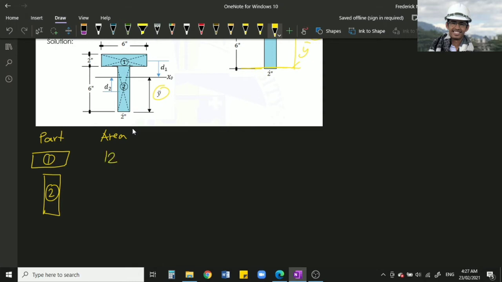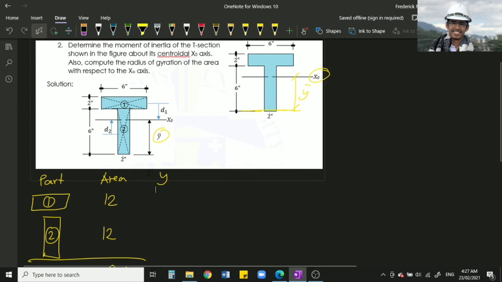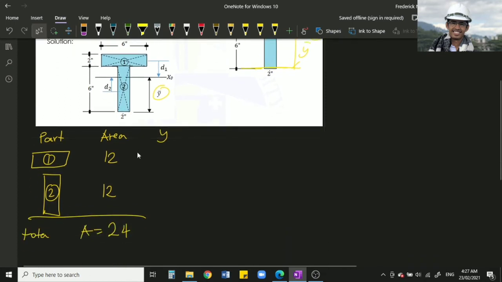So, for the second part, ganun din, 6 times 2. So, that will be 12 din. No? And yung total area natin will be 24. Okay? And for the y nung individual section natin, yung magiging reference muna natin is dito sa baba, para makuha natin yung bar y. And yun yung location ng ating XO axis or yung centroidal axis niya.